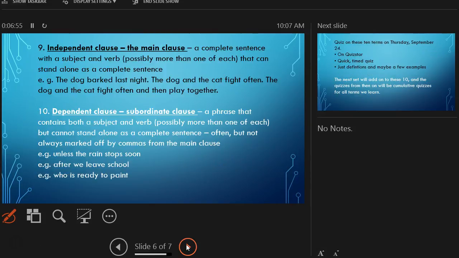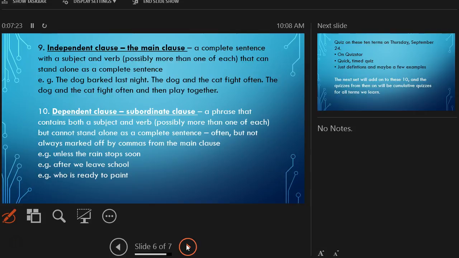So that leads us to number 9, independent clause. Independent clause is going to be the main clause. It is a complete sentence with a subject and a verb. And sometimes in a sentence you may have more than one independent clause. But what's important to know is that it has a subject and a verb, and it can stand alone as a complete sentence. If you were to take it out of a compound sentence, it would make sense by itself and stand alone. Here are some examples of independent clauses.